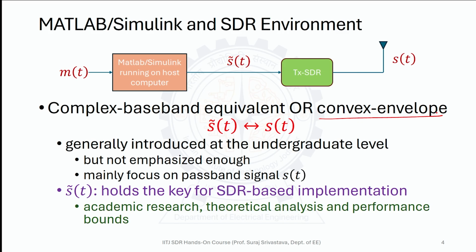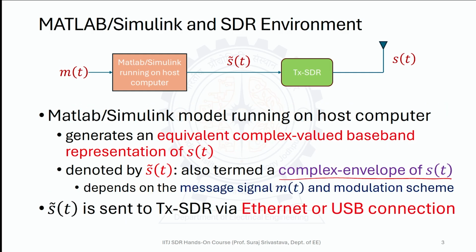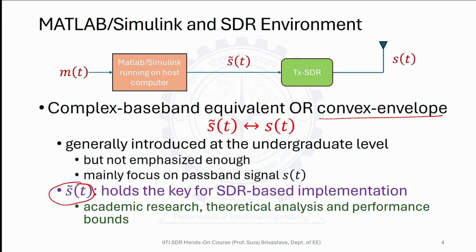But here you will realize that this S tilde t is a very important quantity and it holds the key for SDR based implementation. And not just for SDR based implementation, but for all our academic research, theoretical analysis and deriving the performance bounds, this S tilde t plays a very important role, because it has all the information present in the message signal and also the information of the modulation scheme. So that is why it's very important, and we will explore this S tilde t further subsequently for the SDR based implementation.